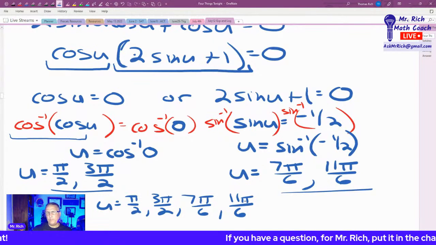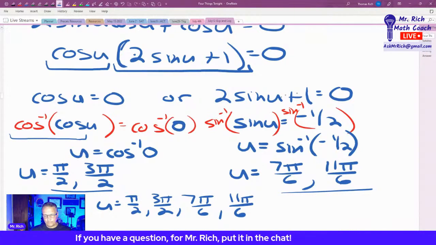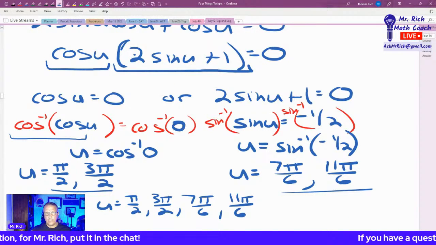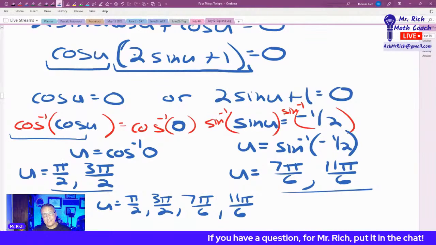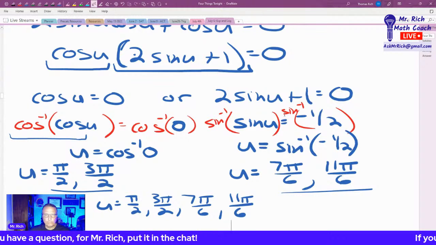And again, I'm showing this to you just to demonstrate the idea that when our variable is inside of a function, as an argument inside of a function, the way we like to find solutions is to release it, to get it out of there. I have to use an inverse function to do that. And that came in handy when solving trig equations.